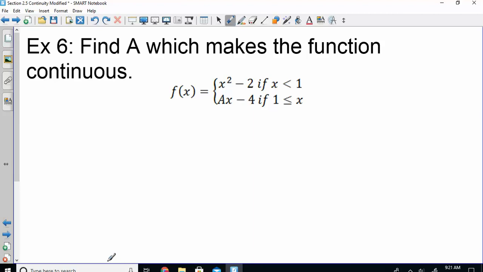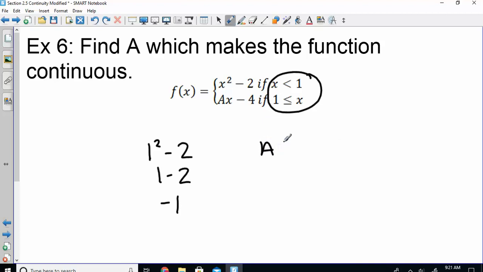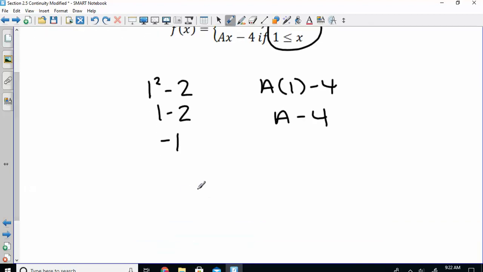Let's say I wanted to make this continuous. So piecewise functions, they're not continuous when we have those breaks in the graph and the pieces don't match up, right? So I'm going to have a break in my graph at 1. If you plug a 1 into the first piece, you get -1. If you plug in a 1 to the second piece, you get a -4.